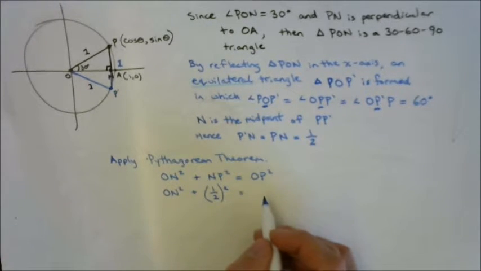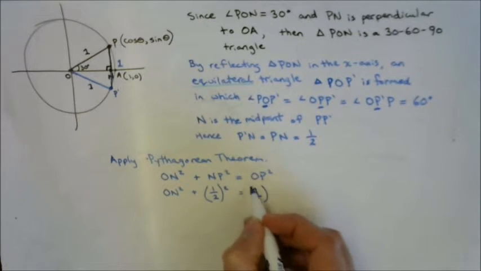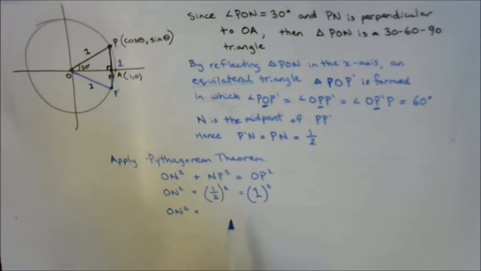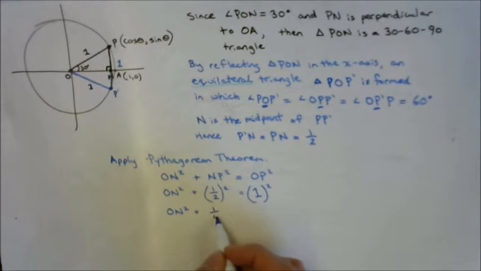And we know the length of OP. And we can reduce this. What's 1/2 squared? Top squared and the bottom squared. 1/4. Or you could say 1/2 of 1/2, right? 1/2 squared is 1/2 times 1/2, which is 1/2 of 1/2, which is 1/4. And 1 squared is just 1.